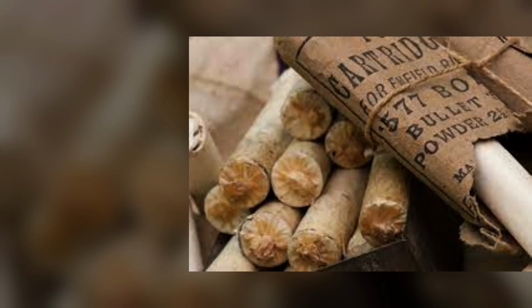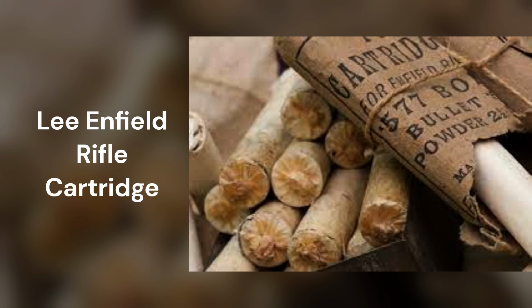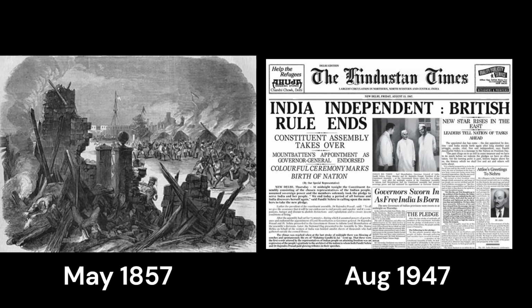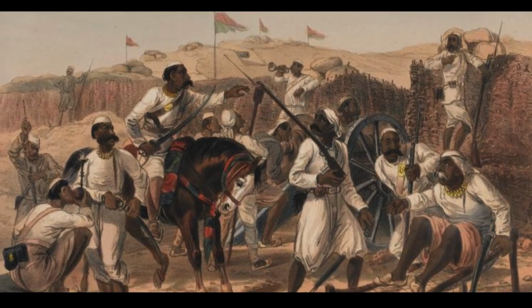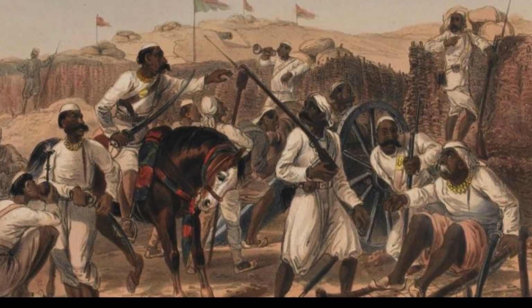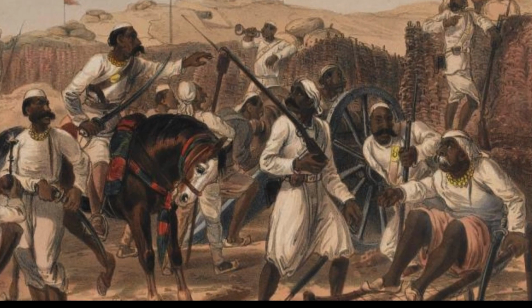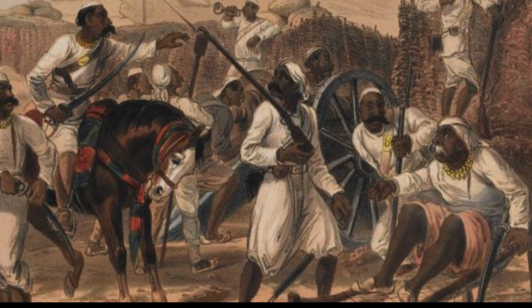Did you know that a seemingly innocuous paper cartridge for the Lee Enfield rifle could have acted as the spark that ignited the Indian independence movement in 1857, almost a century before India ultimately achieved its freedom? There were already numerous underlying factors fueling the animosity of the Indian population towards the British East India Company.